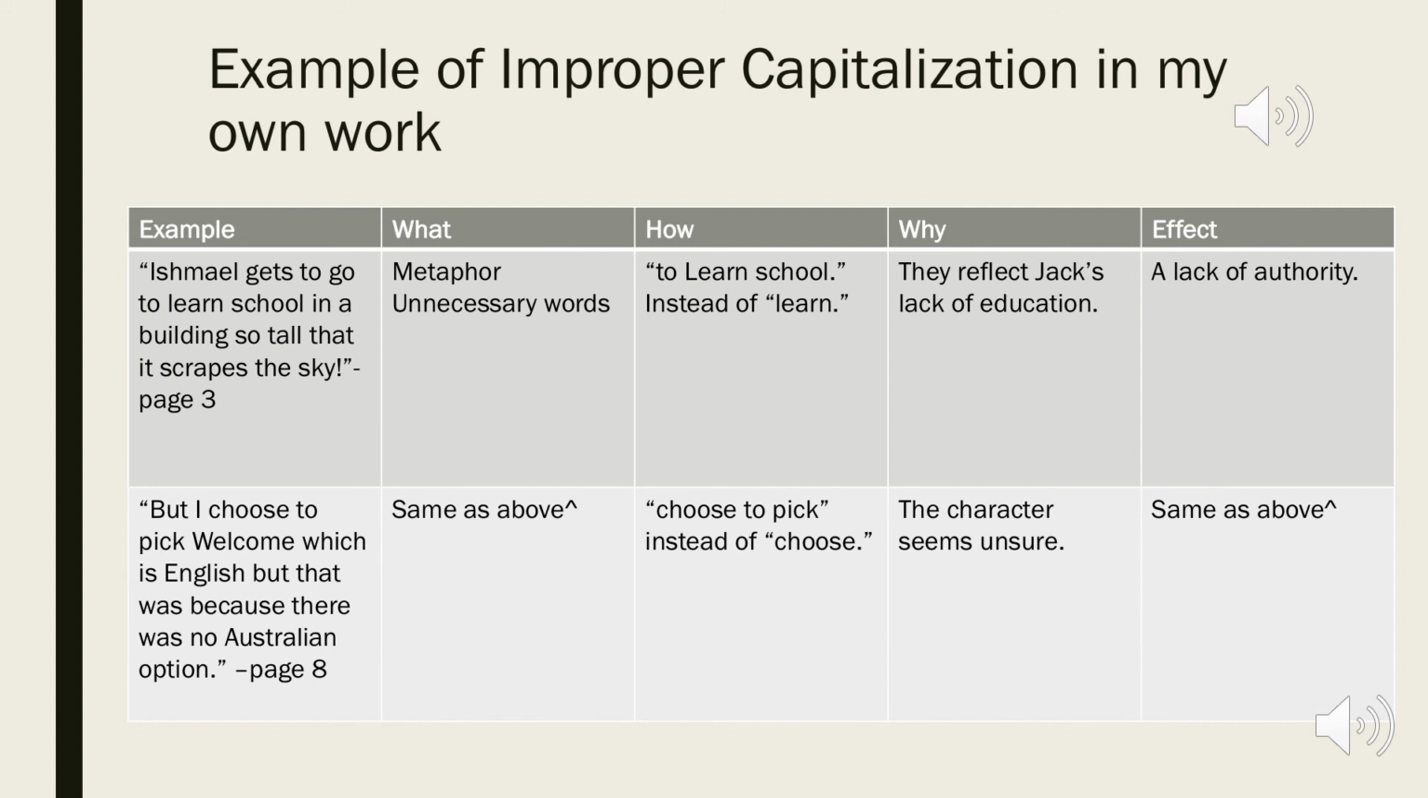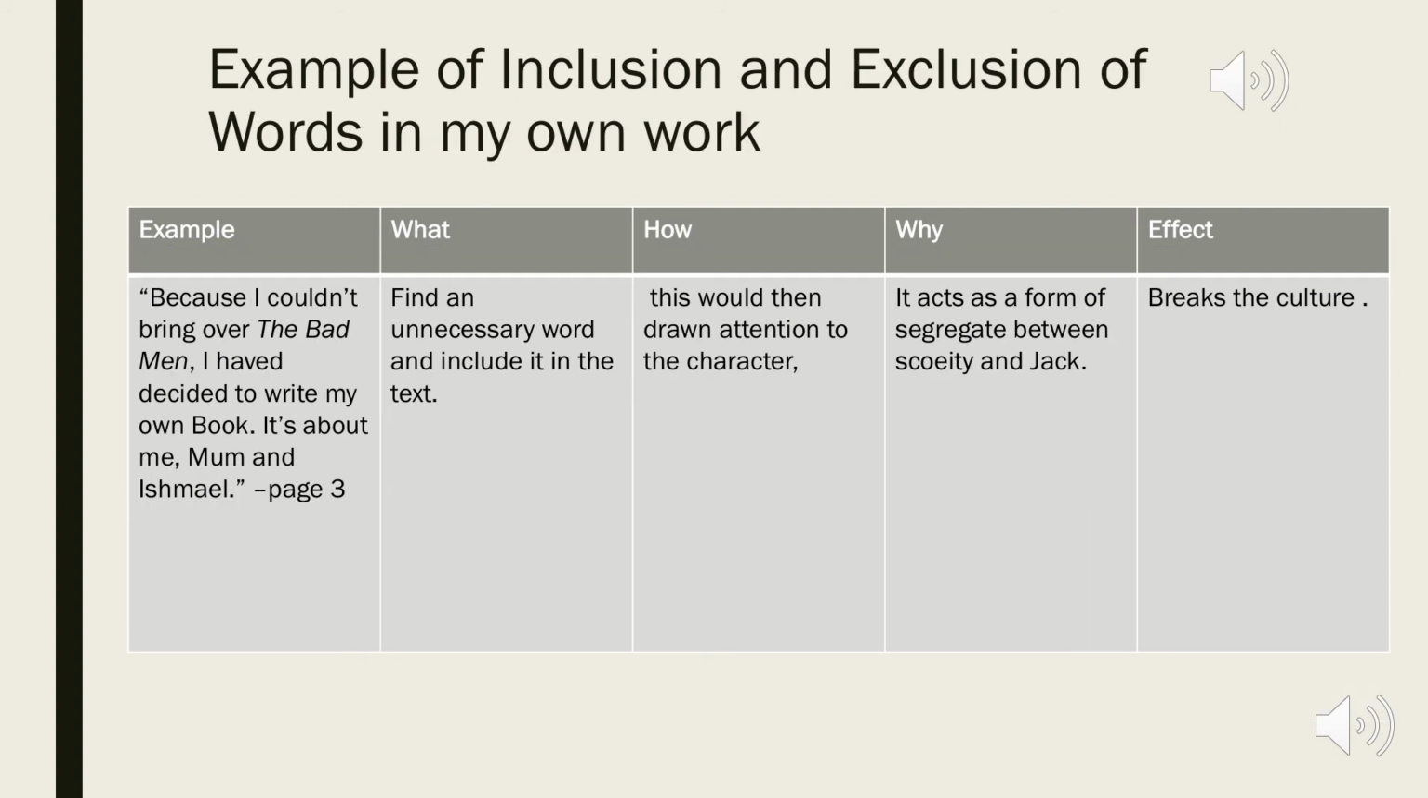In the quotes on page 3 and page 8, Ishmael gets to go to learn school in a building so tall it scrapes the sky, but I choose to pick Welcome, which is English, because there was no other Australian option. It is clear that the learn school and choose to pick are unnecessary words to put together, and these words work by themselves, but together they reveal Amir's lack of understanding of basic grammatical rules despite his broader grasp of the English language.